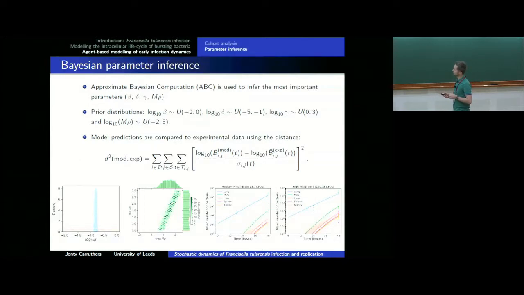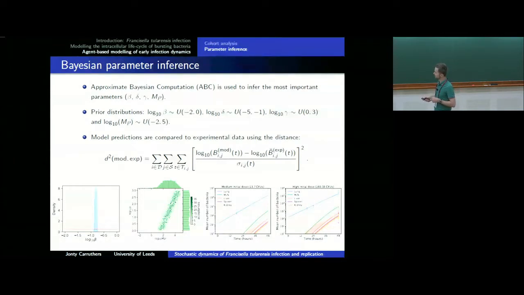For this ABC, we've set some prior distributions to be uniform distributions to represent that we don't know much about these parameters. And then we use this distance to compare. This will be our model predictions, and we'll compare them to the experimental data provided by DSTL. We're also going to account for the variability in that data. And when we do that, these are the histograms that we get.